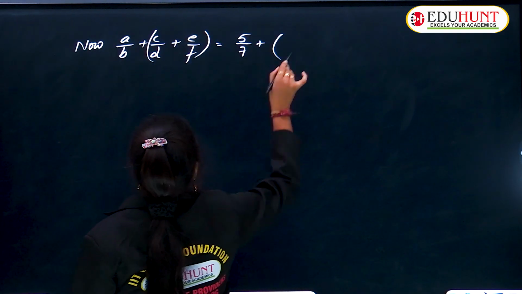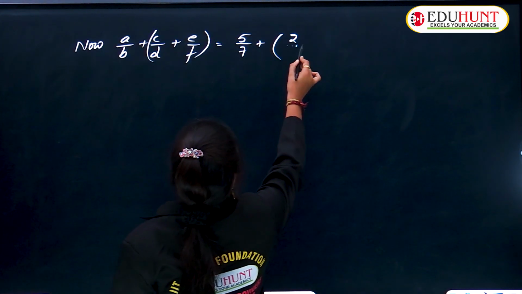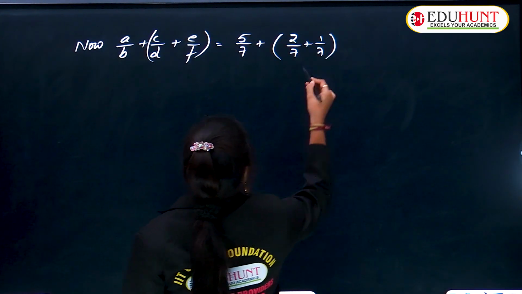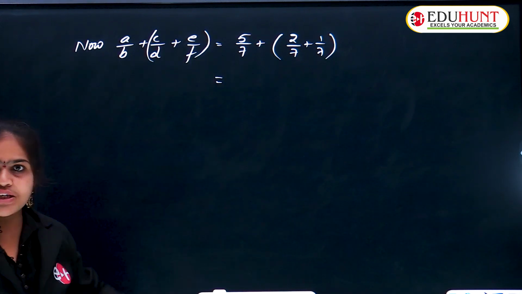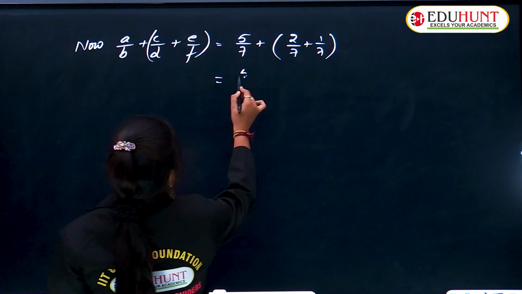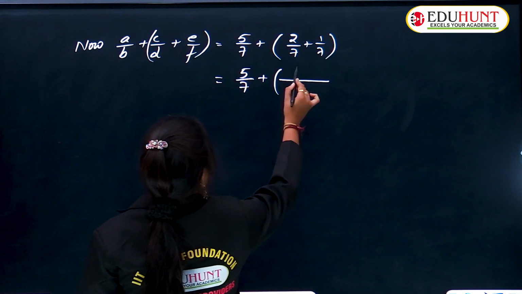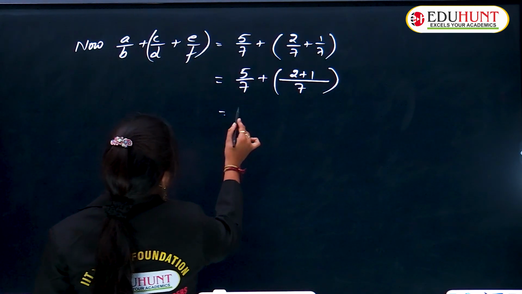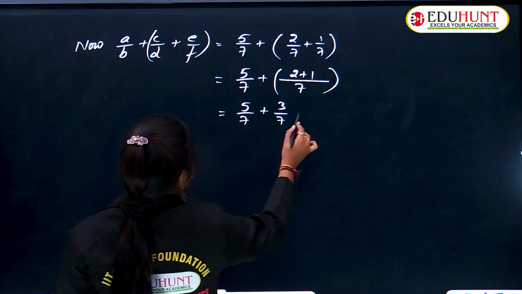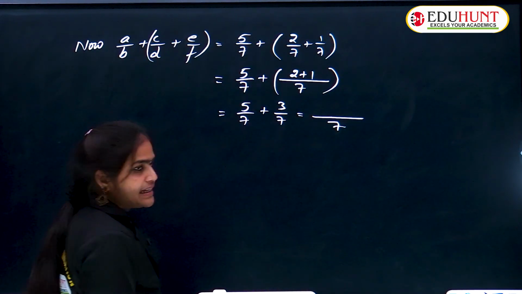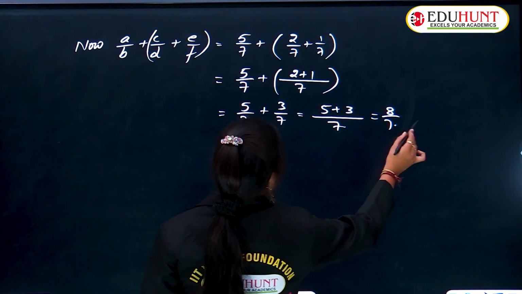5 by 7 plus C by D, which is 2 by 7, plus 1 by 7. First you have to add 2 by 7 plus 1 by 7, and to that resultant we add the first rational number. Clear? Now here 5 by 7 plus, what is the answer here? 2 plus 1 is 3 by 7. The denominator is again 7. Just add the numerators: 5 plus 3 is 8 by 7.